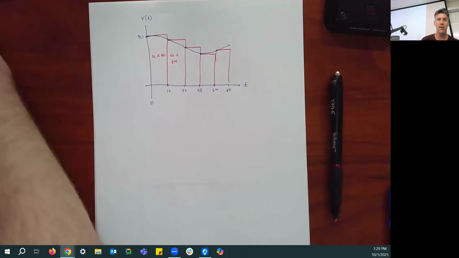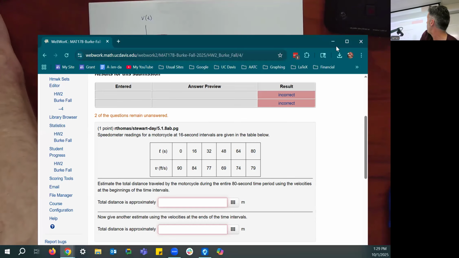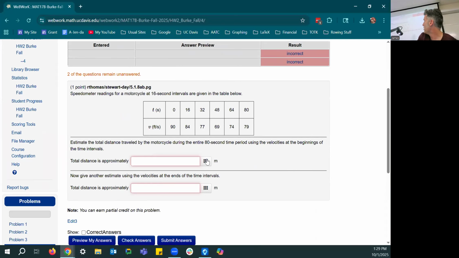Let's go back to the thing here because I wanted to show you something that I think is somewhat useful. I know there are some problems in the first homework assignment that Bert gave you to help you see this. You don't have to calculate this. Instead of actually calculating what this is, you can just say it's 16 times (90 + 84 + 77 + 69 + 74 + 79).